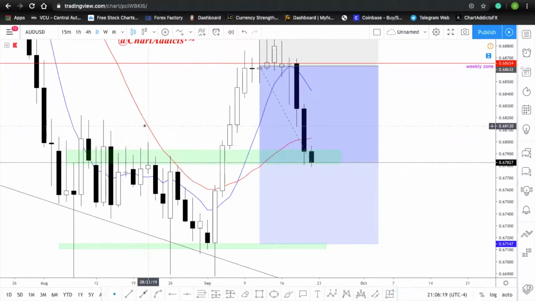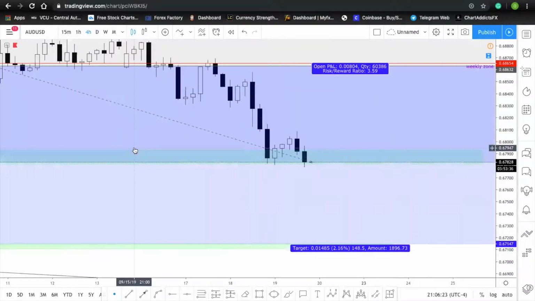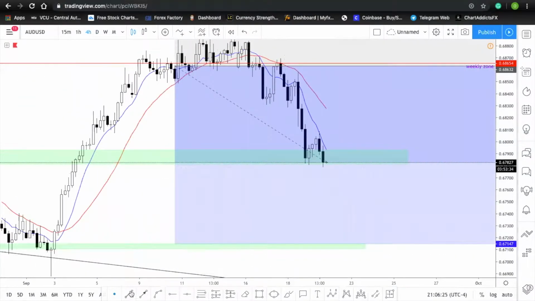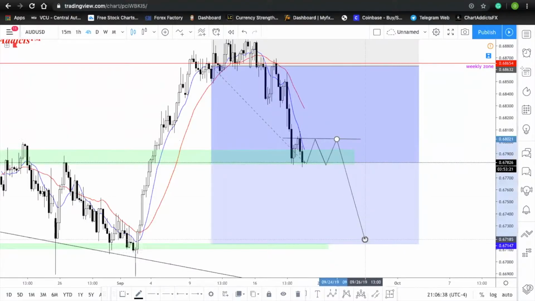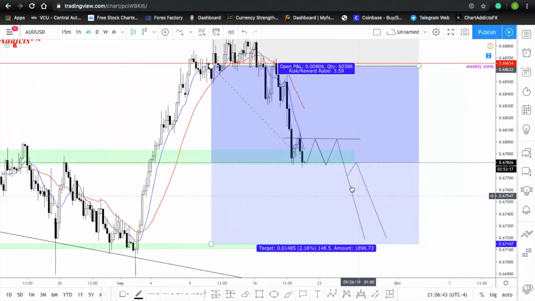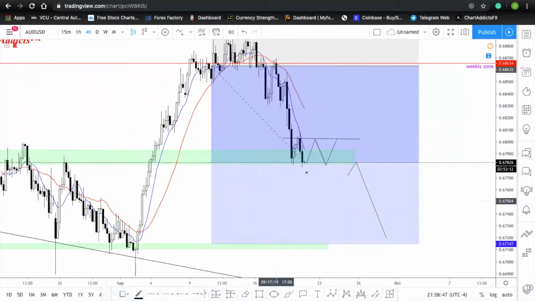We have to be able to scale in and scale out. If price does end up holding support at this green area, we could potentially see it come back to here. Let's see if it consolidates. Price can't go in a straight line forever, so it can accumulate before it continues. Potential retest and then continuation. So this is our idea for AUD/USD.